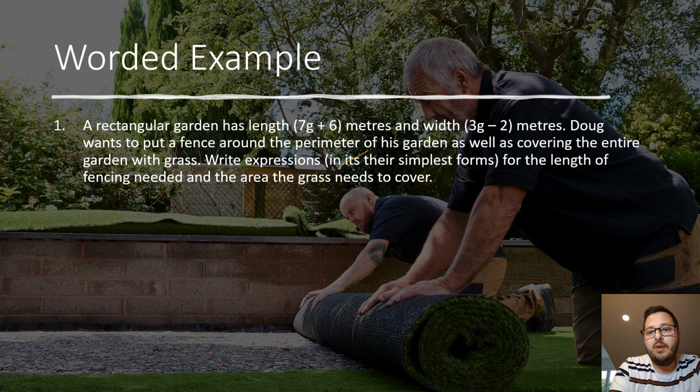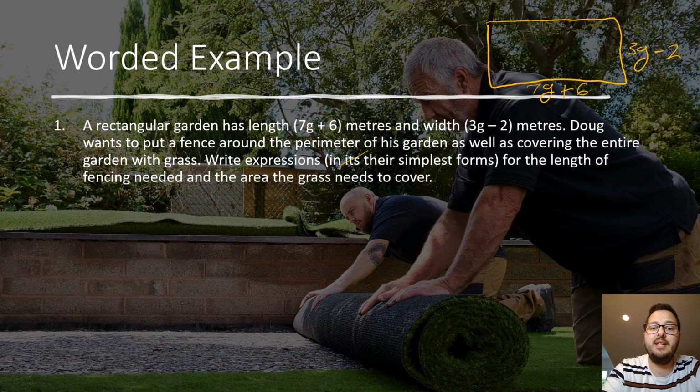Okay, so let's just draw a little diagram. So it's a rectangular garden. So it's going to look like that. Its length is 7g plus 6 meters and its width is 3g minus 2 meters. Okay, so there's two parts to this question. The first part is the perimeter. So we want to figure out the length of fencing needed. Now, because it's a rectangle, that's going to be 3g minus 2 as well, and that's going to be 7g plus 6. So the first one is just going to be adding those all up.